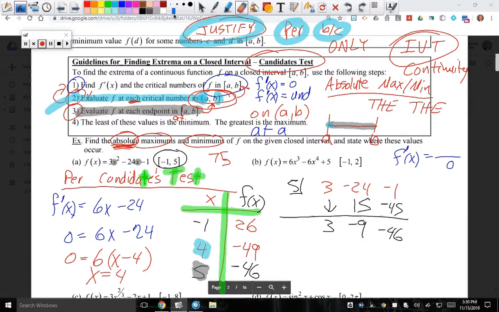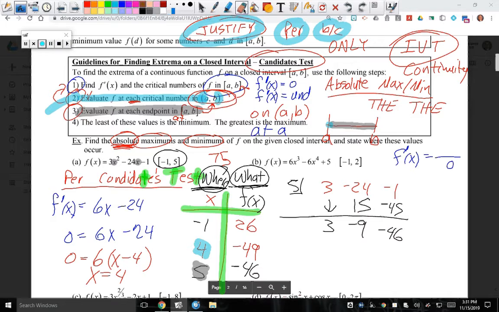If you are understanding this, what word do I put right here above f of x to describe what I'm looking at? What goes here? So what is the value at -1? It's 26. So it's 26 where? At x equals -1. Do you understand? Okay. So this is how you're going to answer.